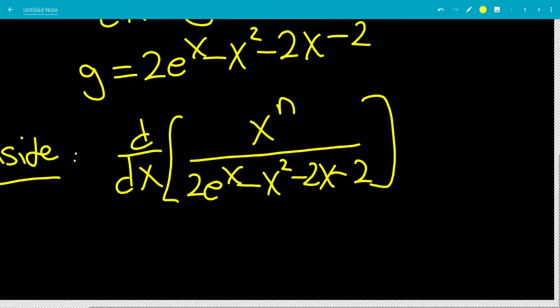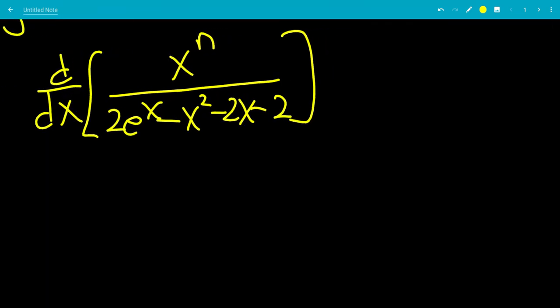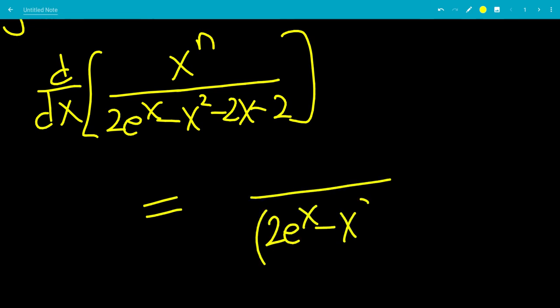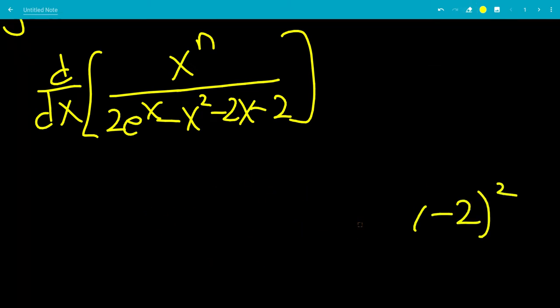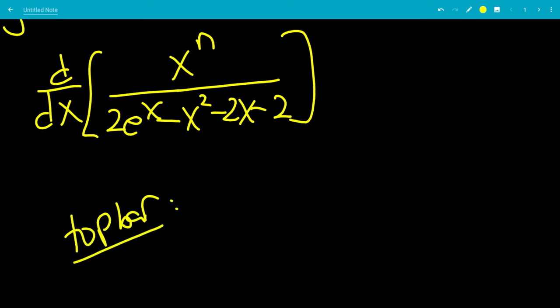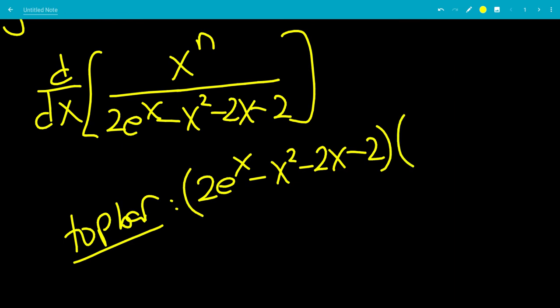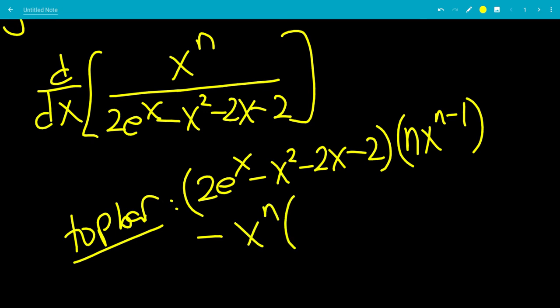Okay, so now we have to use the quotient rule. On the bottom we have 2e to the x minus x squared minus 2x minus 2, quantity squared, but instead of writing that again and again, we're just going to look at the numerator. We're going to have the bottom function, 2e to the x minus x squared minus 2x minus 2, times the derivative of the top function, which is n x to the n minus 1, minus the top function, x to the n, times the derivative of the bottom function, which is 2e to the x minus 2x minus 2.